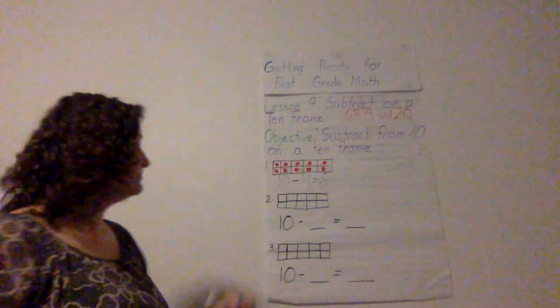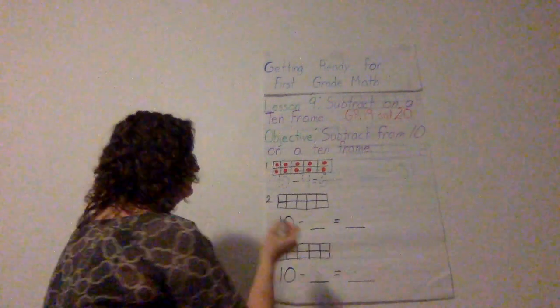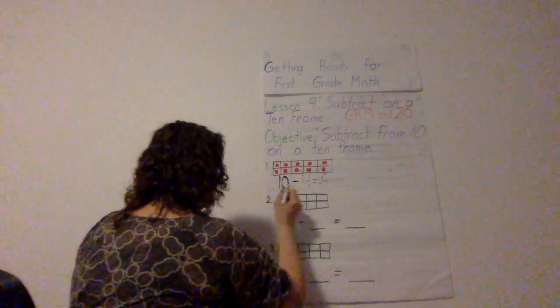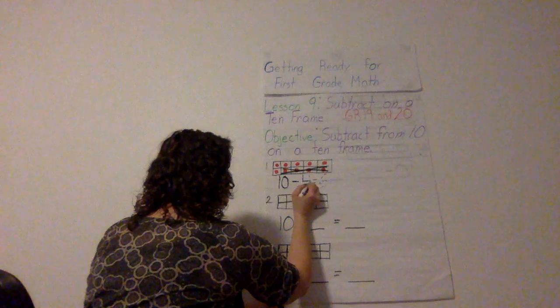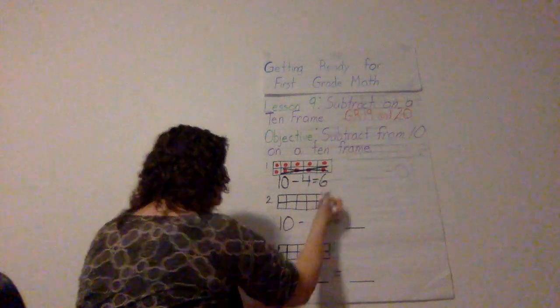So up here in my example, I have 10 circles in my 10 frame. I'm going to trace the number 10 and my minus sign. 4 of them are crossed off. I'm going to trace the number 4. And I'm left with 6.